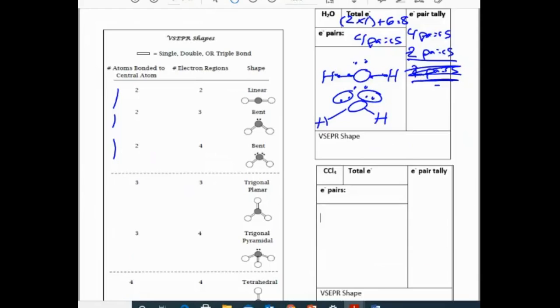Oh, electron regions. I'm doing this wrong. That's not what it's supposed to say. Electron regions is everything that's attached to it. So it has 2 lone pairs, and it has 2 atoms. So that is 4 electron regions, 4 total things on it. So it's bent, which looks like the shape I drew. It has the 2 lone pairs, has the 2 attached to it. So this shape is bent.